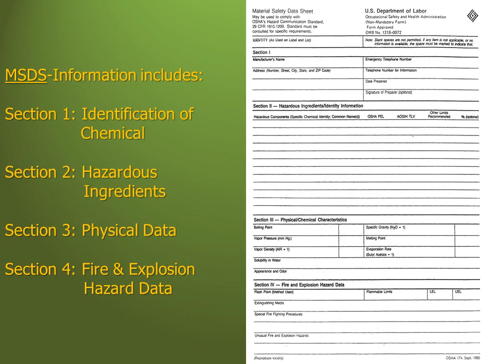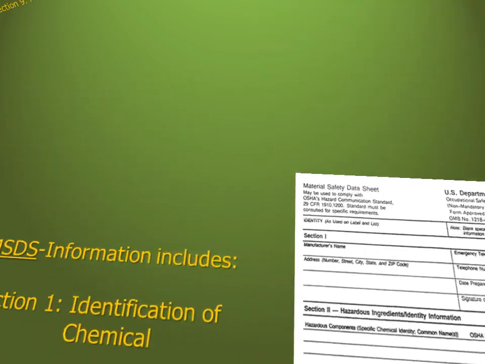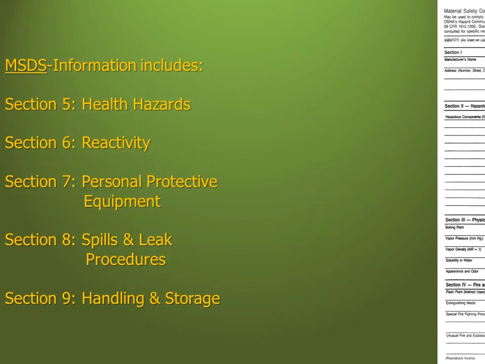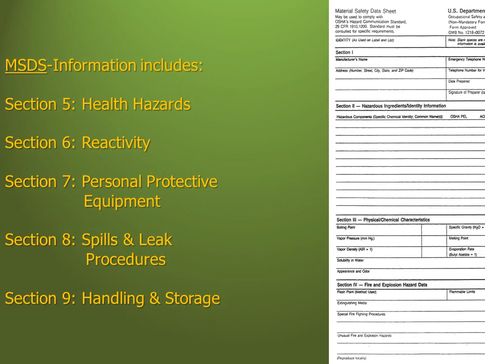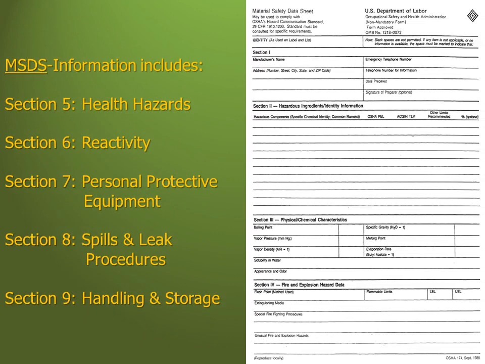Section 4, Fire and Explosion Hazard Data. Here you'll find information regarding the flash point of the chemical and how to put out a fire involving the chemical. Section 5, Health Hazards. Usually tells you about the way a chemical can enter your body, through ingestion, inhalation, or absorption, and will list the acute and chronic health effects that might occur. Section 6 talks about reactivity, whether a chemical is stable or not.